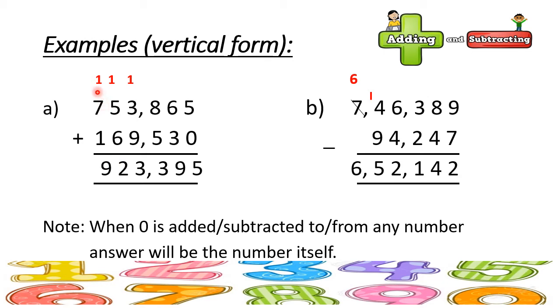In this column we have 1, 7 and 1. When we add these 3 digits, the answer will be 9. So we have added all the digits and our answer is 923,395. This is our final answer.